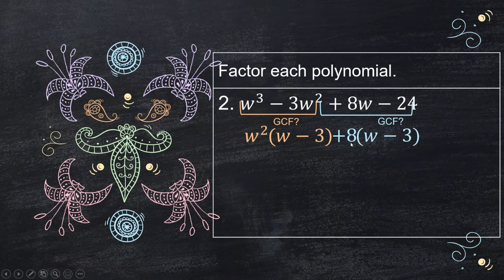Dividing both of those terms by 8 gives us w minus 3. Notice we got w minus 3 both times. That's our common binomial. That lets you know you're doing it correctly. So w minus 3 is our first factor. And then those GCFs, w squared plus 8, are our second factor.